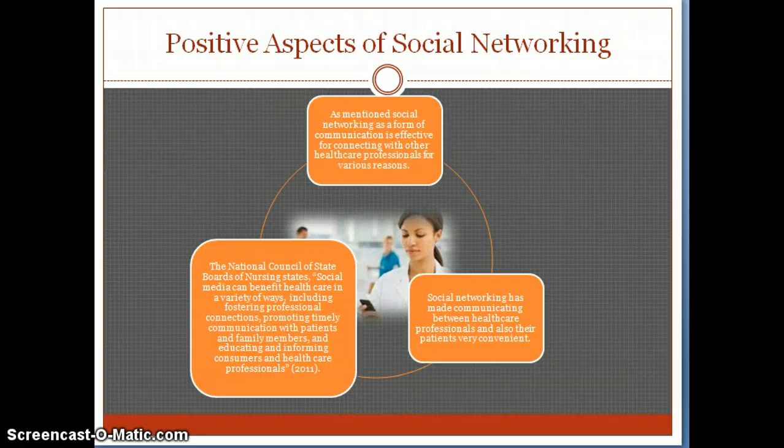Social networking is also used between the nurse and the patient. In particular, we may have a patient who has a chronic disease, and they're self-managing their disease, and they may have certain questions. Well, there is a way through social networking that the patient can contact the nurse or the physician and discuss issues of the chronic disease via social networking.